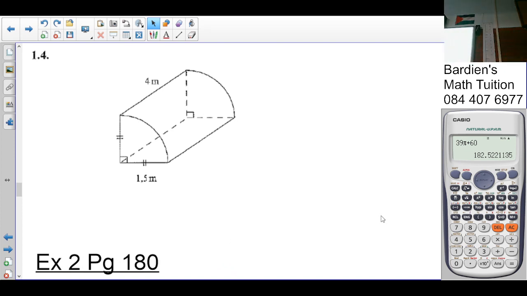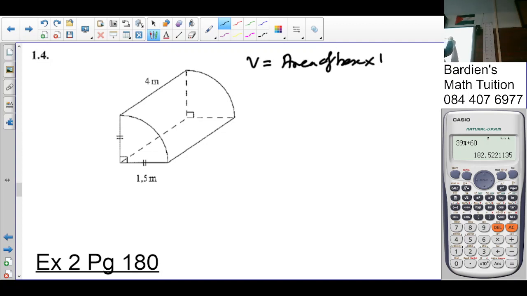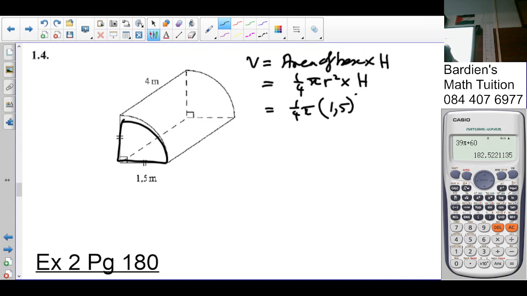Alright. So let's look at 1.4. The question is to calculate the volume and total surface area. How do you calculate volume? Area of base times height. What type of shape is this base here? Quarter of a circle, which is pi r squared times height. This will be a quarter. Pi, what's your radius? 1.5 squared times the height, which is 4. So it's going to be 9/4 times 4 times a quarter. So it's 9/4 pi.